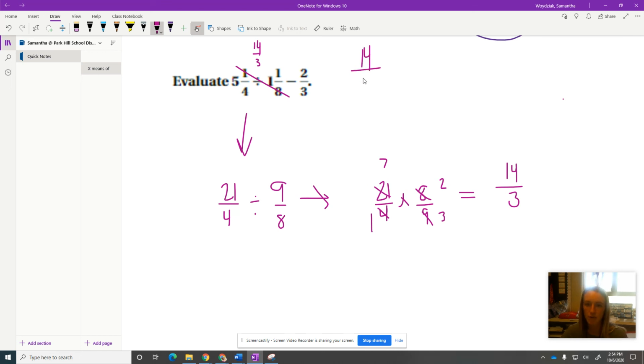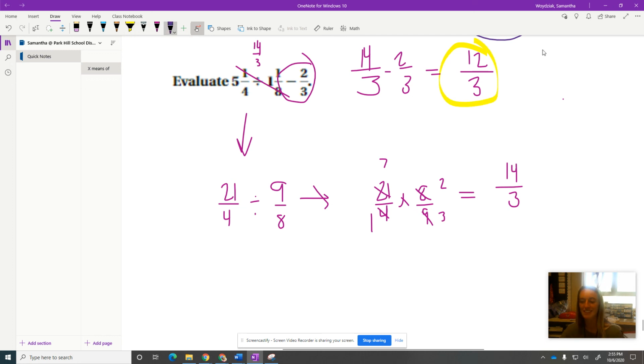So I now have 14/3, and I'm going to subtract 2/3. And like I said, we already have a common denominator, and so in subtraction we keep that common denominator, and we're going to do 14 minus 2, which is 12. And so I end up with 12/3, but we know that's not my final answer because it's an improper fraction. So we're going to take 12 divided by 3. How many threes go into 12? That would be 4. So 4 right here would be my final answer.